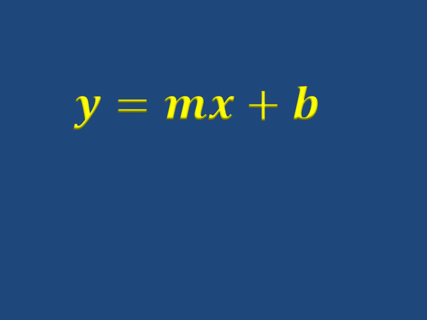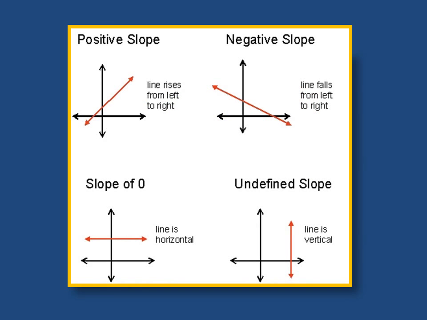M could be positive or negative. A positive slope tilts upward from left to right, which is the same as saying that the function is increasing. A negative slope tilts downward, meaning that the function is decreasing. A negative slope gives the same result as reflecting the positive line over the x-axis. A horizontal line has a zero slope since the rise is always zero, and a vertical line has an undefined slope since the run is always zero.